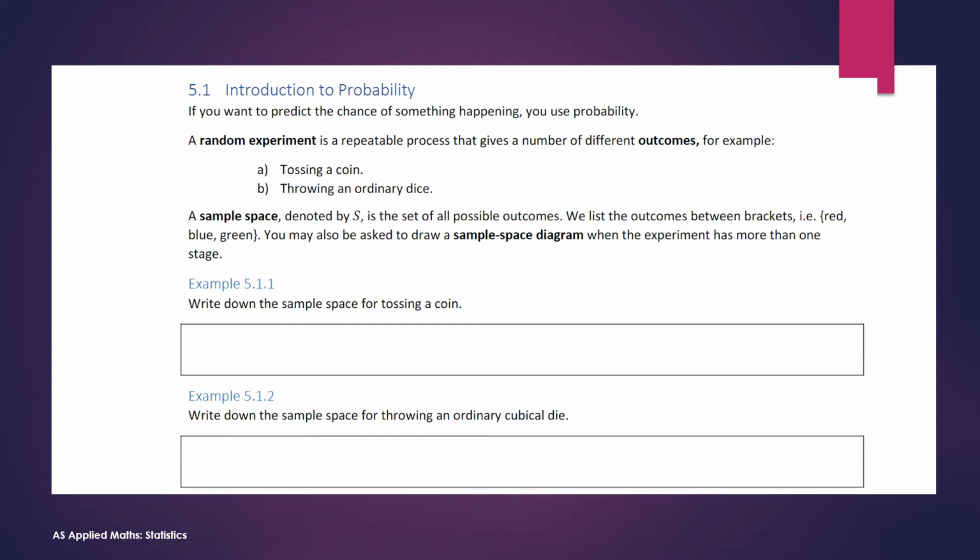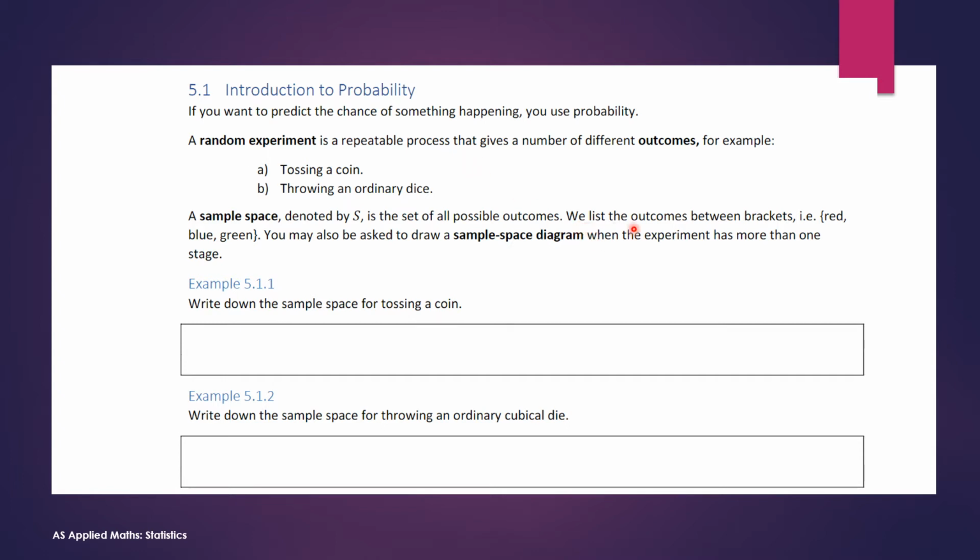So we're looking at a random experiment, a repeatable process that gives a number of different outcomes. For example, tossing a coin, throwing an ordinary dice. What I want to focus on here is this idea of a sample space. You should have come across sample spaces before, in particular sample space diagrams. This is just a way of writing down all the possible outcomes that we could get from the repeatable process that we're doing in the random experiment.